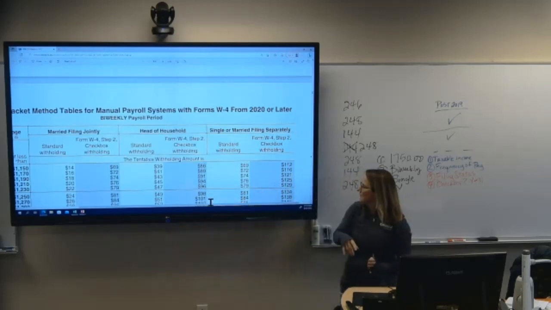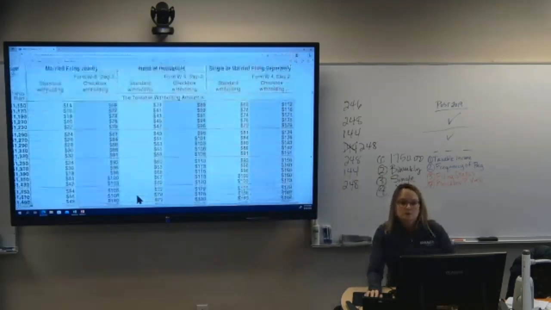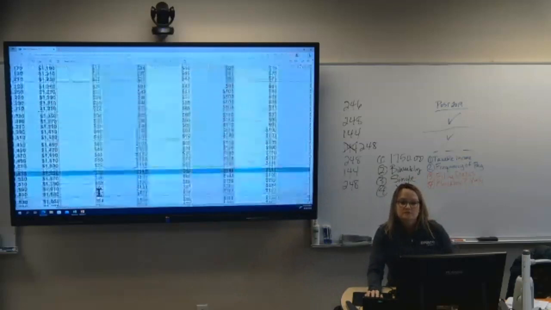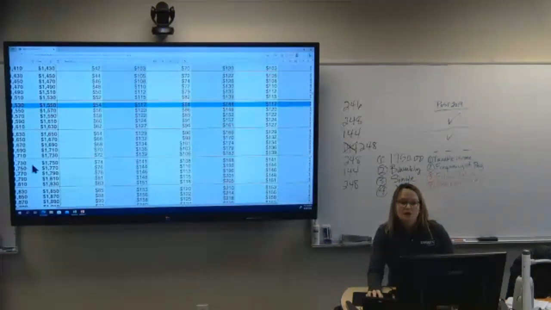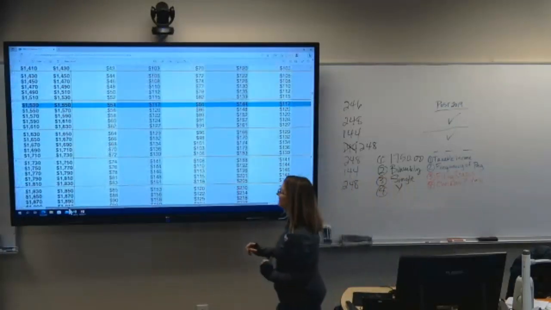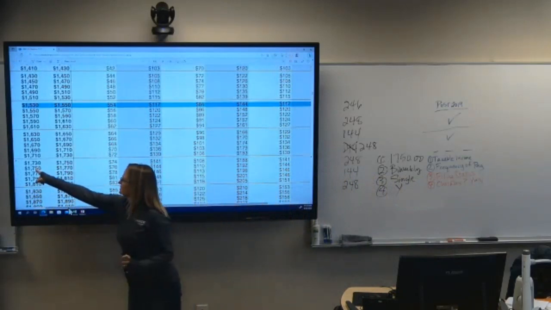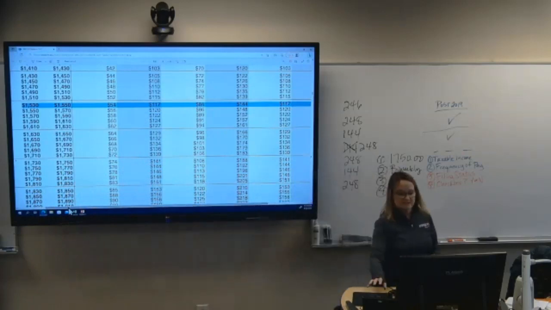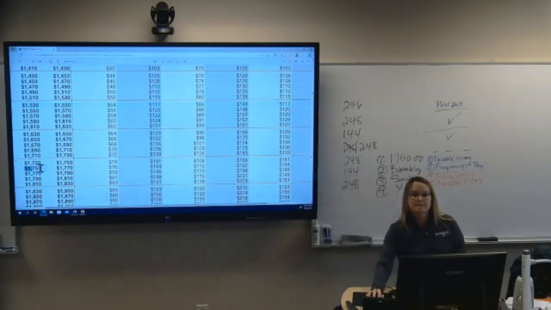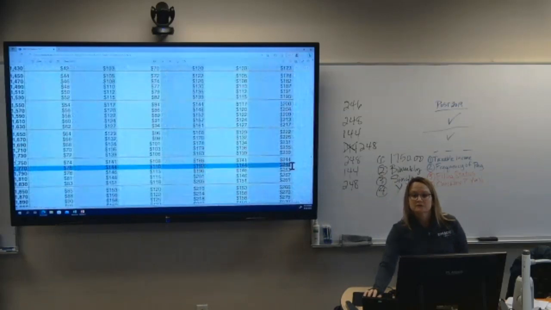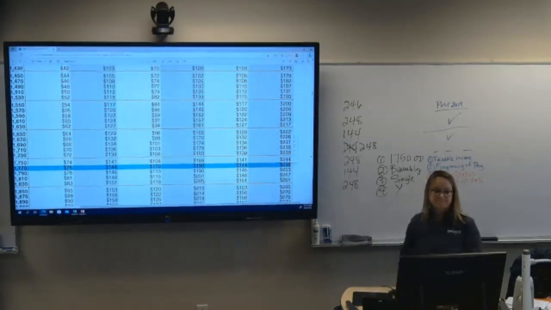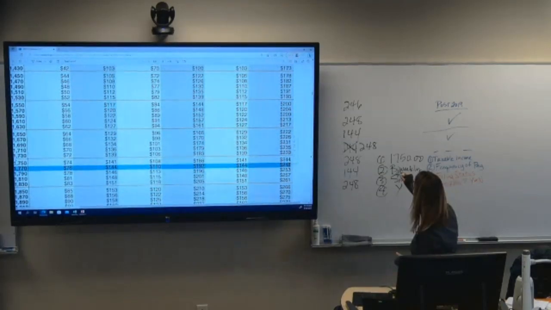Now we've got to find our income range. 1750. This is why I said this was a good one, because it falls right on the line, 1730 to 1750, but remember, we want to use the next one. So this is the row that we want to use, 1750 to 1770, which is going to get us 248. Exactly. There you go. So 248 is the correct answer for that one.